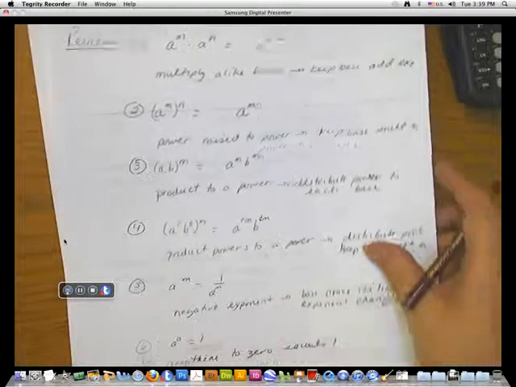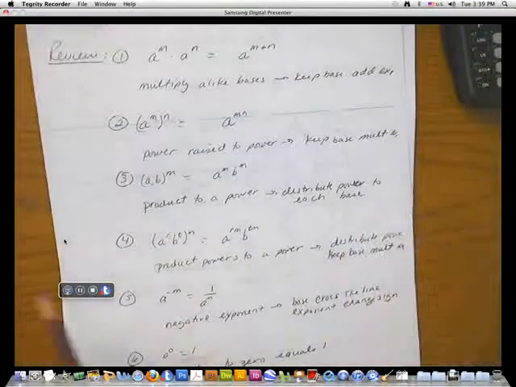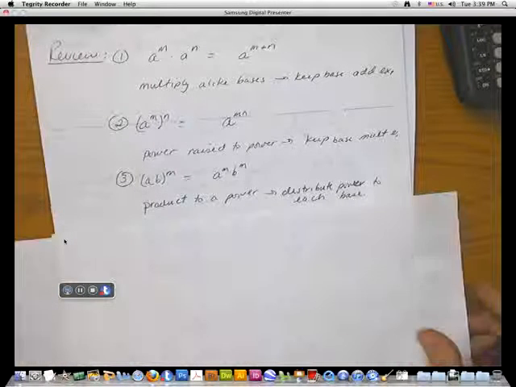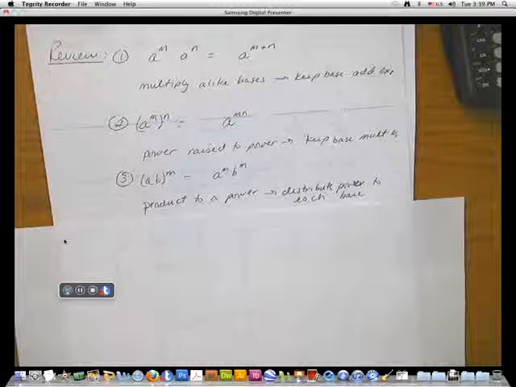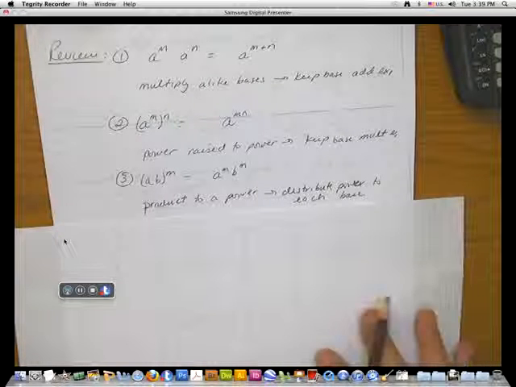Rule number 3 says when you have a product to a power, you get to distribute the power to each base. And it's a product. That's why you get to distribute. You can't distribute over plus minus signs. A product, a monomial. You can distribute that power to each of the bases.